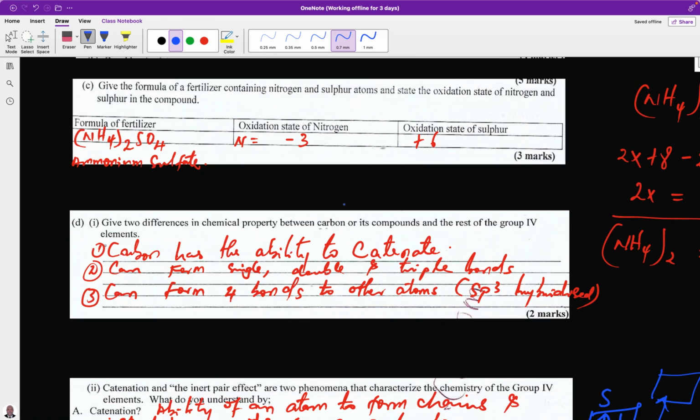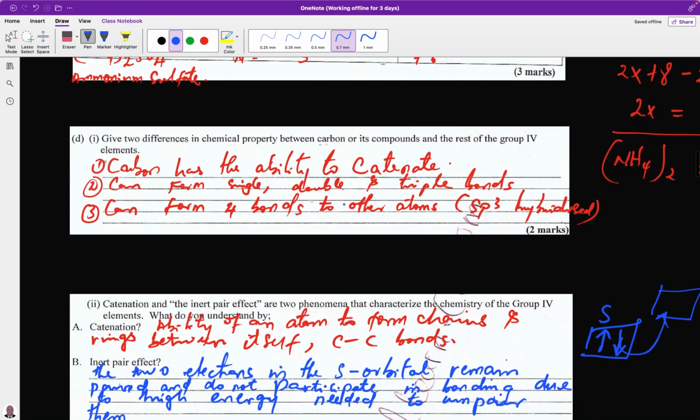And the reactivity has to do with formation of bonds. So that's why I say carbon has the ability to catenate. That is to form bonds, to form covalent bonds in chains and rings within itself. Ability to catenate. It forms single, double, and triple bonds. Can form 4 bonds to other atoms. It is sp3 hybridized.